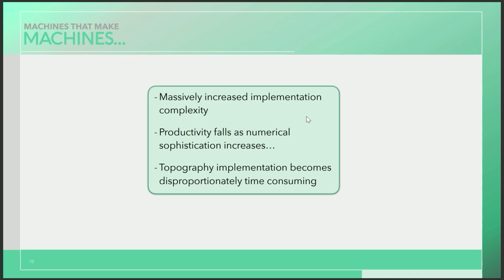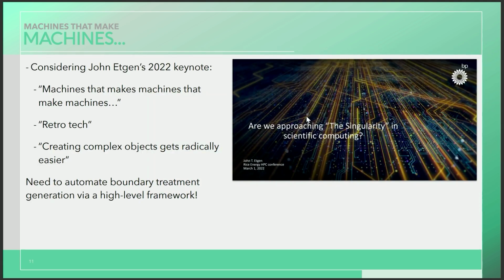So basically, we've got this enormous implementation complexity, and our productivity is essentially falling as we increase our numerical sophistication, right? We're sinking more and more time into developing these things and getting less and less back for that time. Topography implementation is just going to become disproportionately time-consuming as we do this. And we all know that that's not really what pays our wages, right? If you're a geophysicist, you want to be coming up with nice imaging conditions or cool new FWIs. You don't want to be sitting around fiddling with making your propagator a bit more accurate.